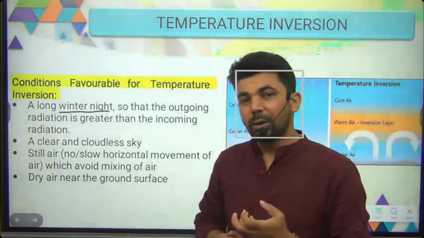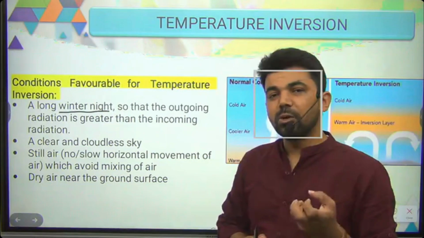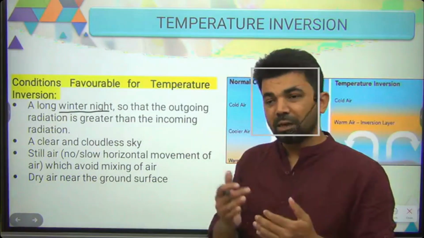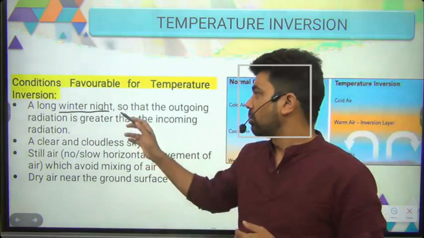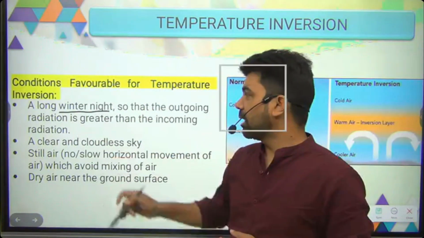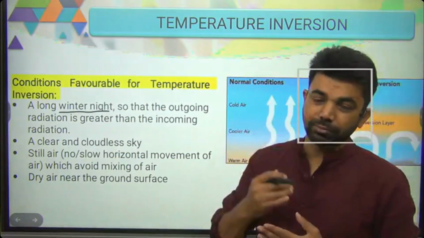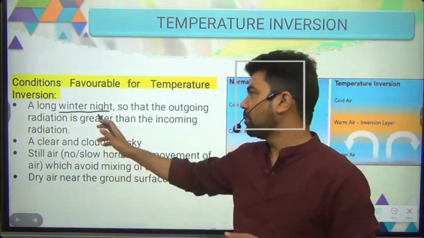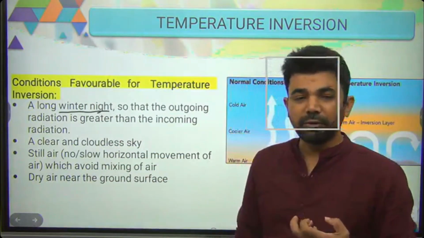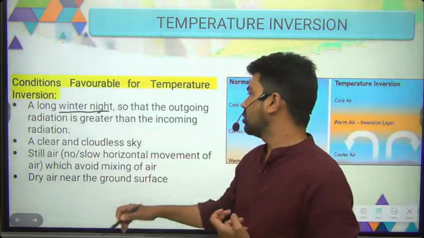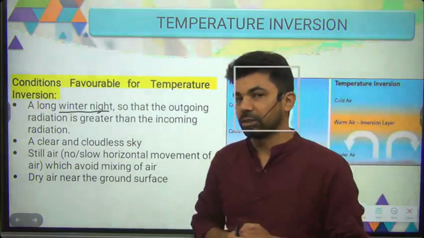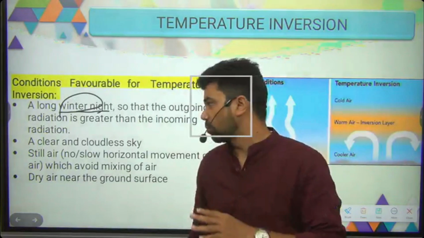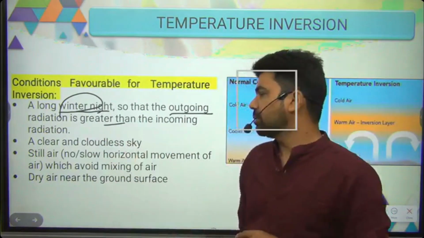For that, see, it cannot happen in the days. Like in summer, the days are long and the nights are short, and the nights are not that cold, meaning it can't lose much of its heat, right? So for temperature inversion, the outgoing radiation has to be lengthy. So that generally happens in winter. In winter, the nights are much longer, so there are long winter nights. Outgoing radiation is greater than the incoming radiation. Okay. Therefore it has to happen in winter. If it says a long summer night, no. Why? Because the outgoing radiation is greater than the incoming radiation.